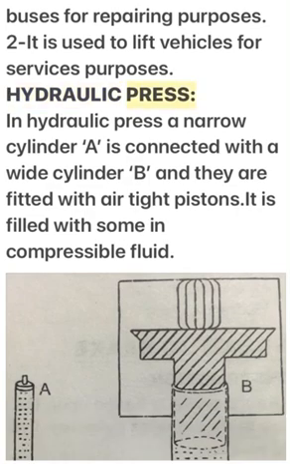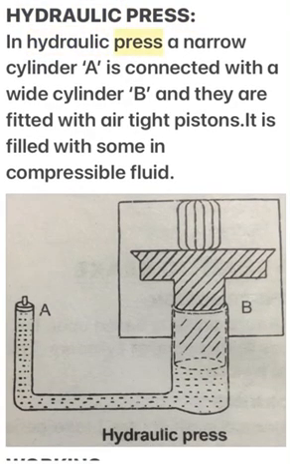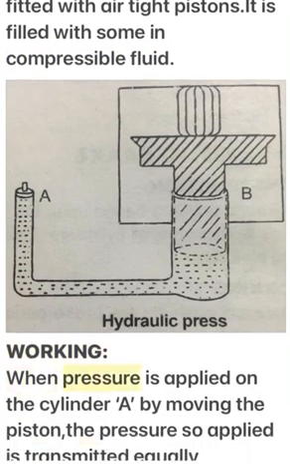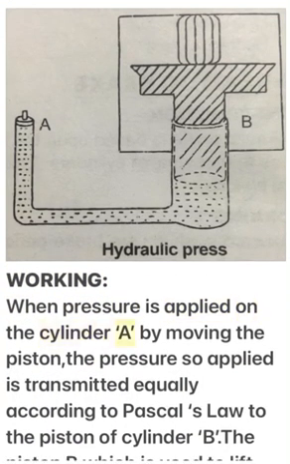Hydraulic press. In a hydraulic press, a narrow cylinder A is connected with a wide cylinder B and they are fitted with airtight pistons. It is filled with some incompressible fluid. Working. When pressure is applied on the cylinder A by moving the piston, the pressure so applied is transmitted equally according to Pascal's law to the piston of cylinder B.